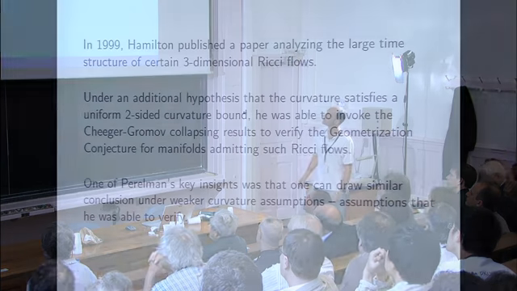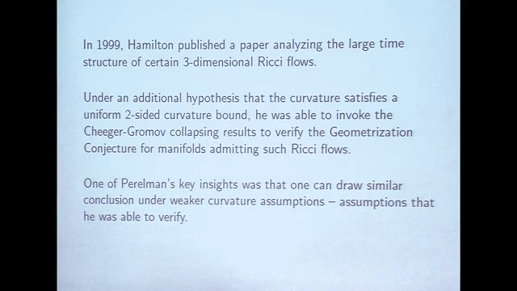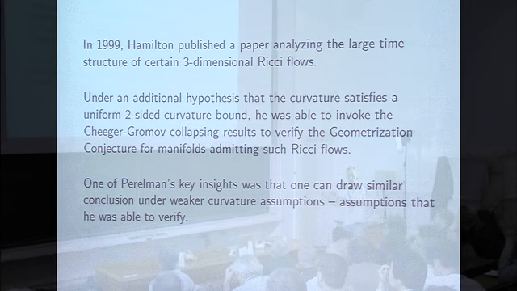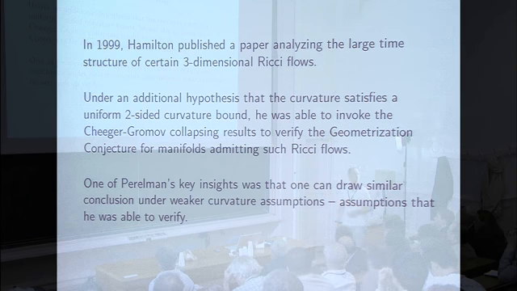So he realized that you could still prove the geometrization conjecture by, instead of using Cheeger-Gromov collapsing, using a more general form of collapsing, where you have weaker curvature assumptions. So he could complete the proof under weaker curvature assumptions, and that meant the burden of proof was lighter. So he was actually able to verify the curvature conditions which are needed in collapsing.